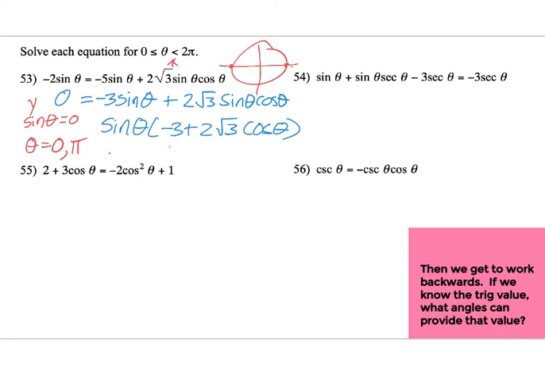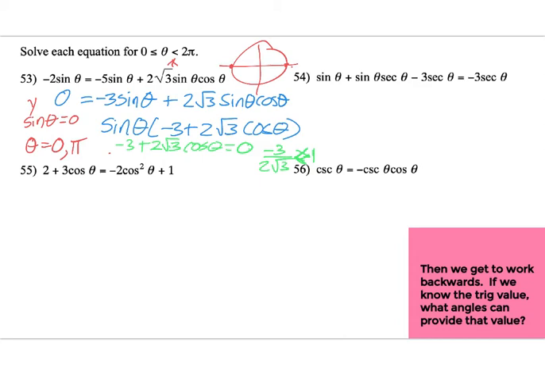For the other part of this equation, -3 plus 2 root 3 cosine theta is equal to 0. Getting the cosine theta by itself, we end up with -3 over 2 root 3, which ends up being less than -1, and there's no value of cosine that exists for that to work that way.